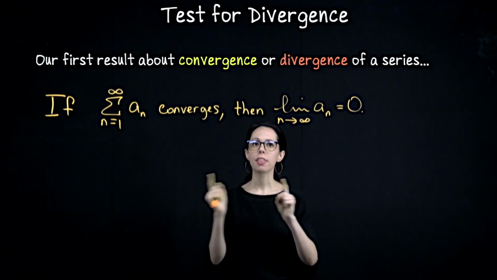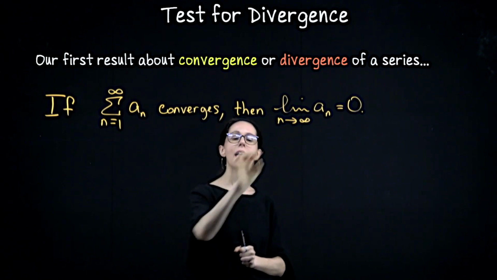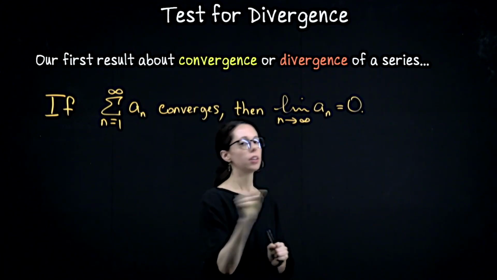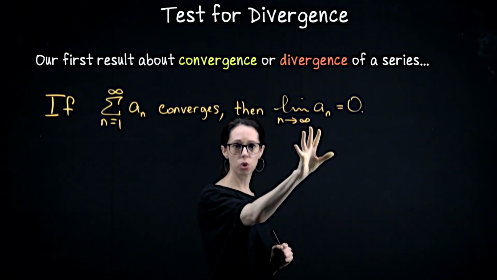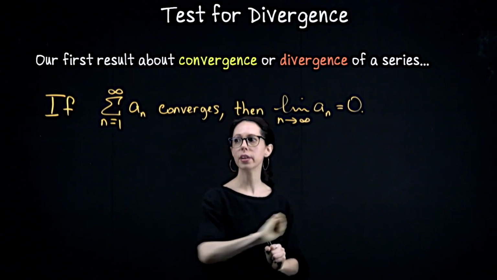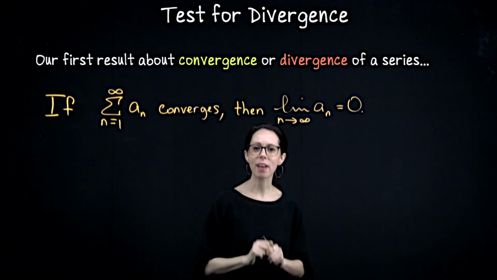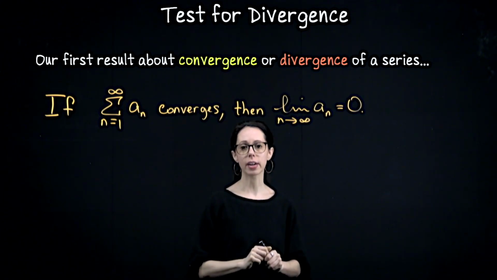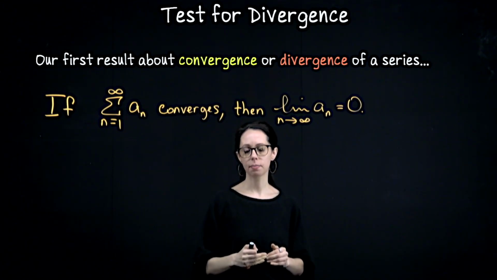This is an if-then statement in mathematics. It's telling you if this is true, then this is true. You cannot read this backwards. It does not tell you that if the limit of the terms goes to 0, then you get convergence. That is not true. The test for divergence never gives you the convergence of a series. It only might give you that a series diverges.